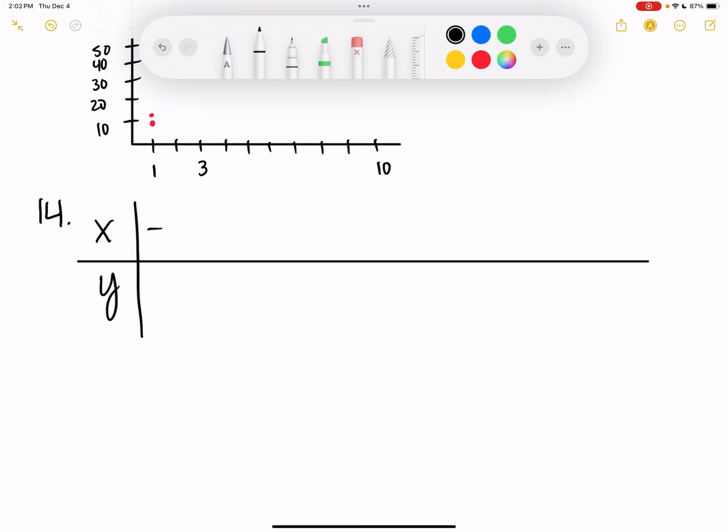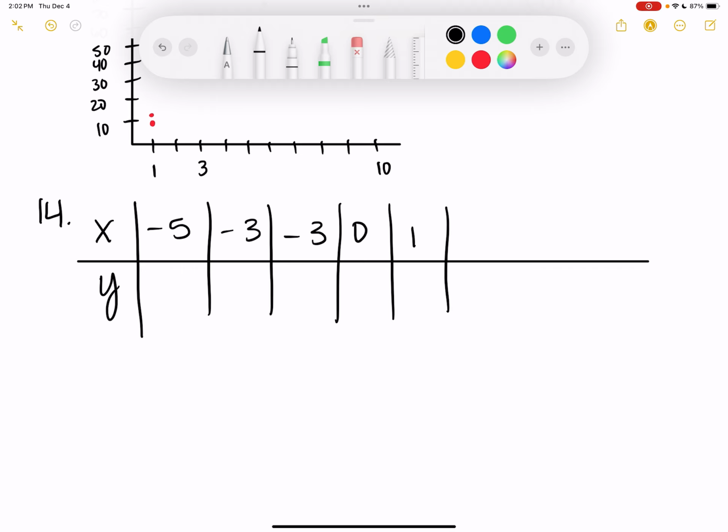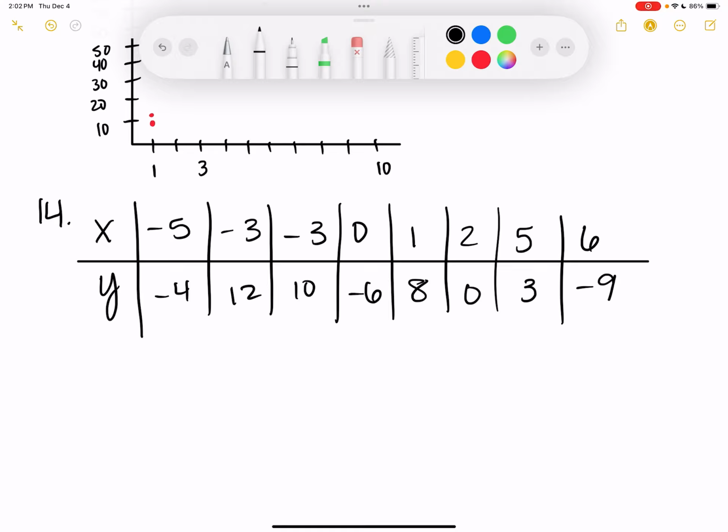And Dahomey. Okay, x values: -5, -3, -3, 0, 1, 2, 5, and 6. And then my y values: -4, 12, 10, -6, 8, 0, 3, -9.